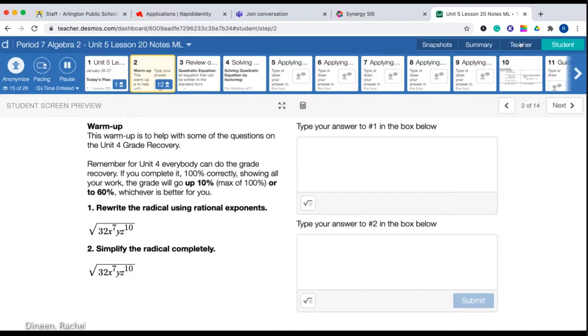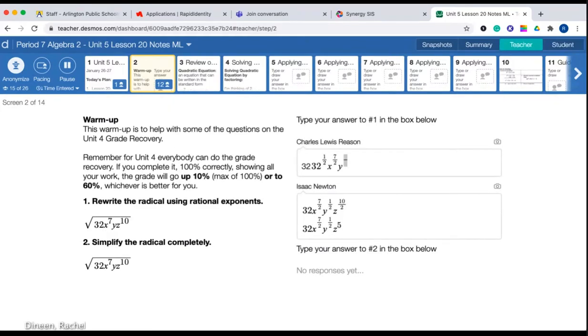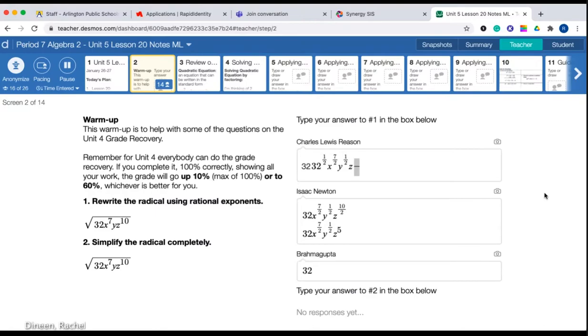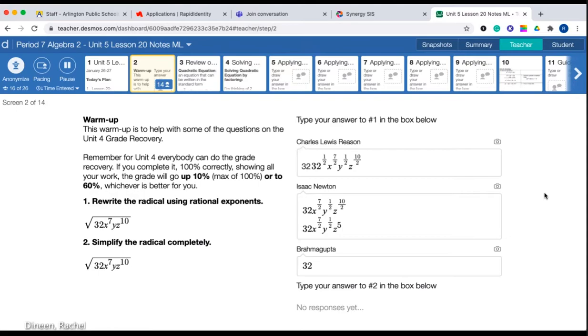All right, so everyone should be logged into Desmos. Everybody should be completing the warm-up. So if you haven't gotten started on it, please go ahead. If you ever need the code to join a Desmos, please just let me know and I'm happy to share that in the chat. But you all should be a part of my class.